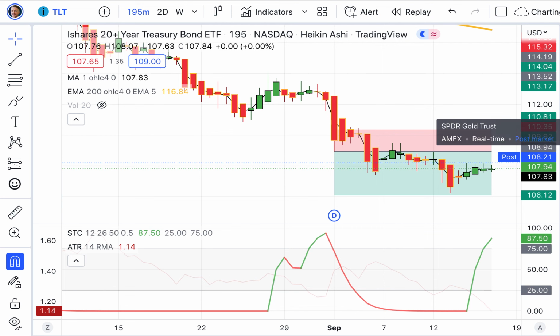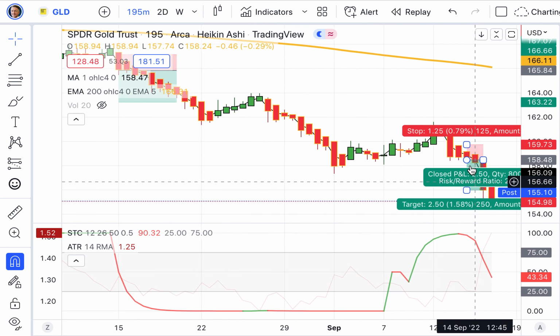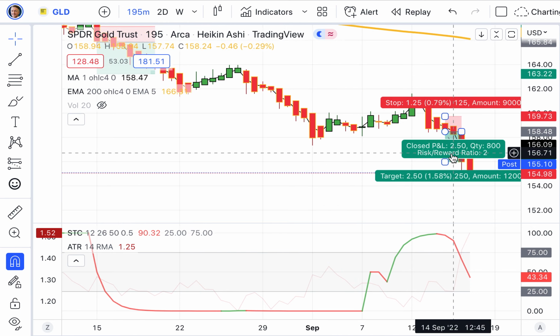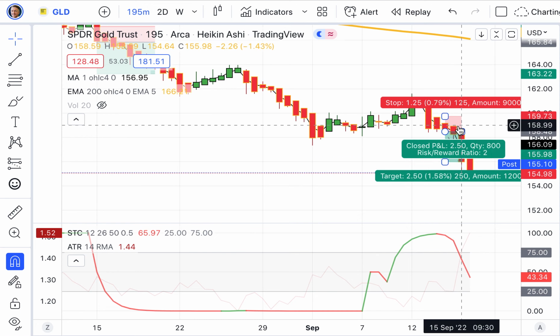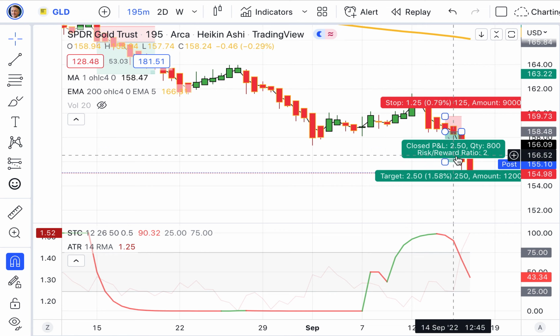Now, let's move away from here. Go to gold. Boom! We closed that trade. It was beautiful. Down 1.58%, a $2.50 down move in gold. We set our profit and loss parameters. That happened in just a day and a half. That's how beautiful it can be.